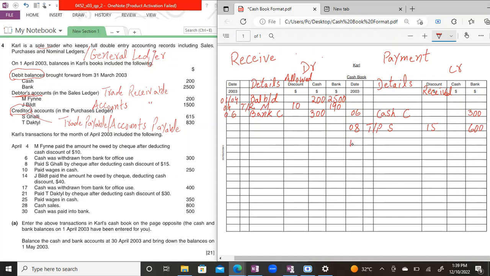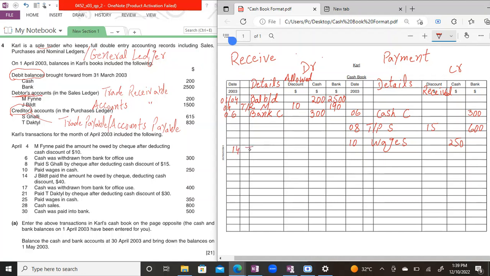Then date 10, paid wages in cash 250. So wages are paid out of the cash, and the amount is 250. So in the cash column, write 250. Then 14, J paid the amount he owed by check deducting cash discount of 40. So J is our trade receivable, 1500.